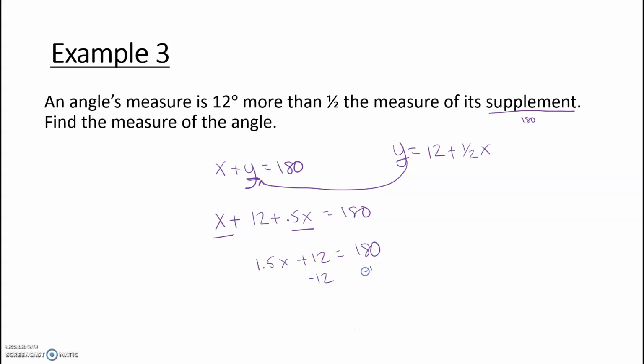Subtract 12 from both sides. So we get 168. And then 168 divided by 1.5. Right, we're going to divide both sides by 1.5. You get x equals 112. So an angle's measure is 12 more than half the measure of its supplement. Here's your angle.